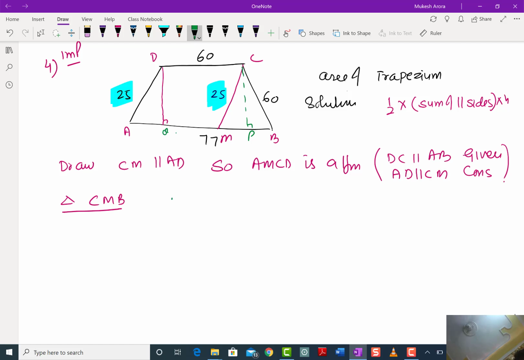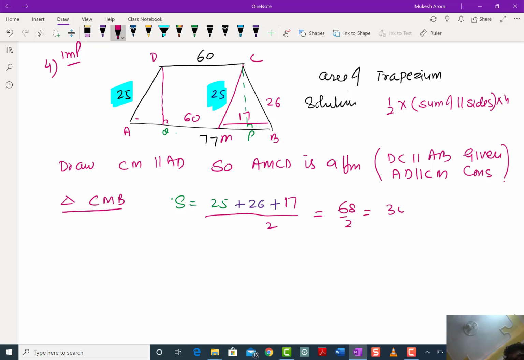Triangle CBM, S is equal to 25 plus 26 plus, this is how much, 60, so this is how much is left, 20, it is 70 by 2. So 25, 42, 48, 68 by 2, so this will be 34.